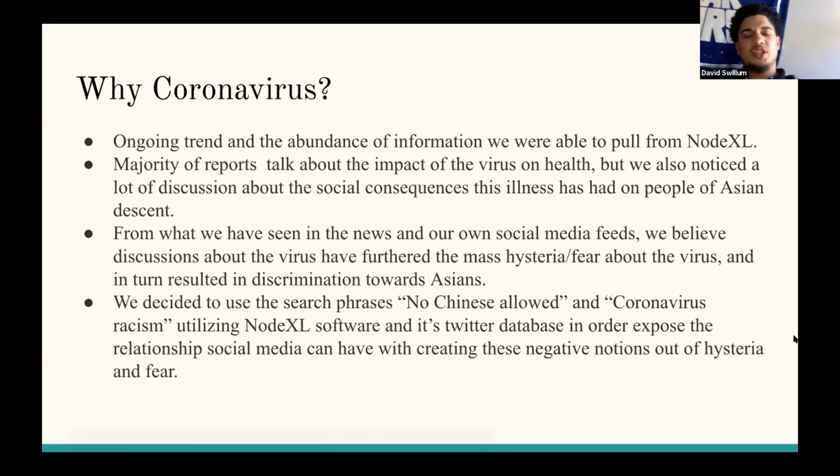Just a little bit about why we chose the coronavirus last year. It was just starting to be in the headlines. It was an ongoing trend. So, with something being an ongoing trend, we knew that there would be an abundance of information at the time that we would be able to pull from NodeXL and that Twitter database that it has.